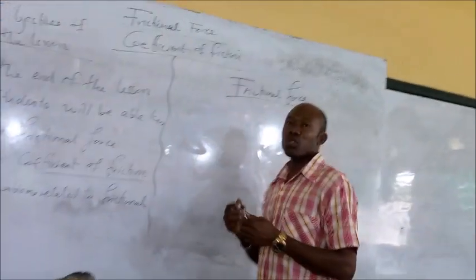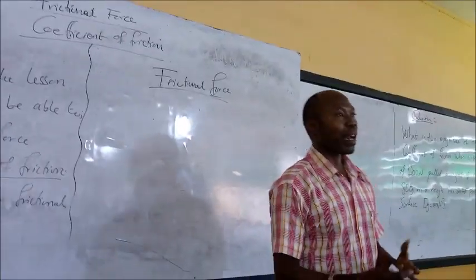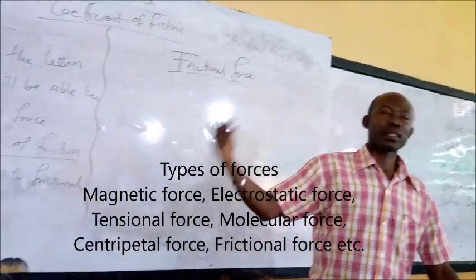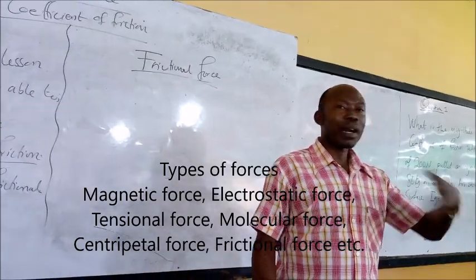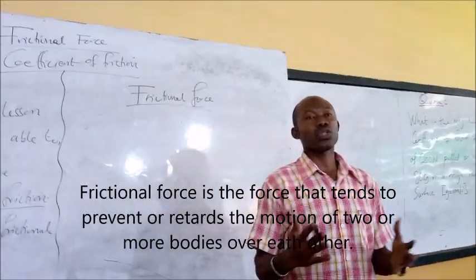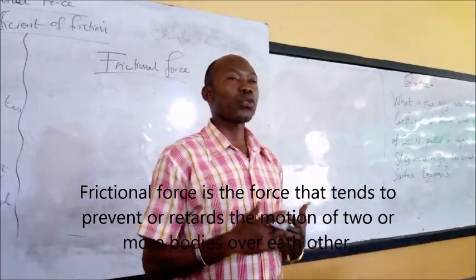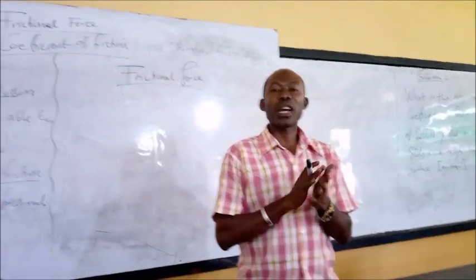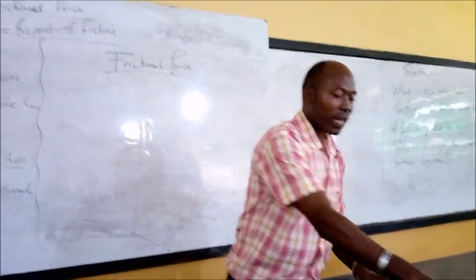Now, what is frictional force? We have so many types of forces: magnetic force, electric force, nuclear forces. They're all there. Now, frictional force is also a type of force that exists when two objects are rubbed, or relative motion of two objects are rubbed between each other.